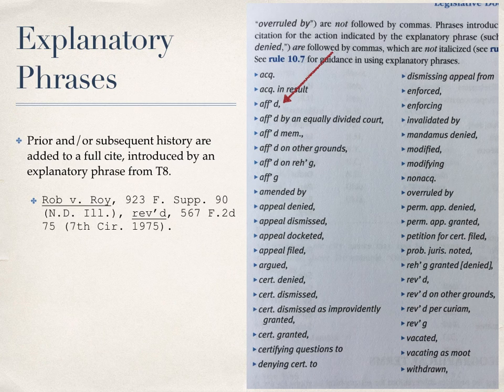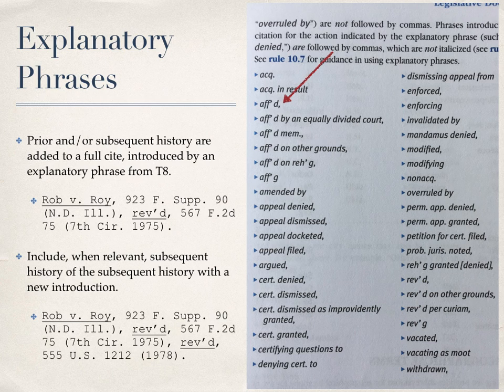I did this because both decisions, the decision from the Northern District of Illinois, as well as the subsequent decision from the Seventh Circuit, were made in 1975. So where the dates of both the original case and the subsequent history are the same, we're just going to put the date in the subsequent history.